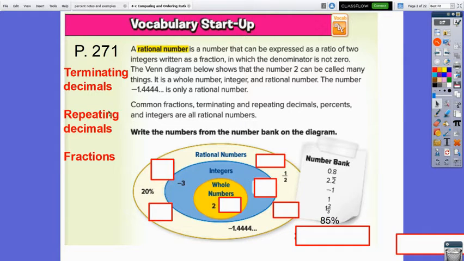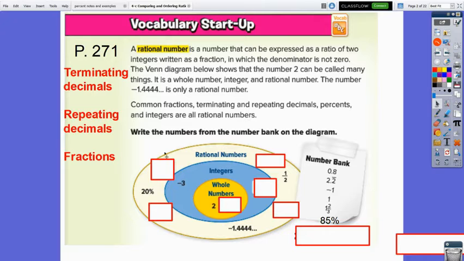Repeating decimals, we did not go over how to convert a repeating decimal to a fraction because it's a pretty painful process. But just take my word for it that repeating decimals can all be turned into fractions. Like 0.3 repeating is 1/3, 0.4 repeating is 4/9. So all fractions, all repeating decimals, and all terminating decimals are rational numbers.